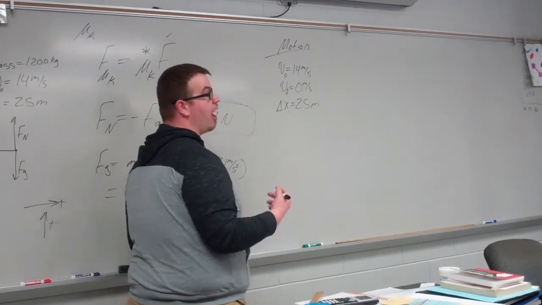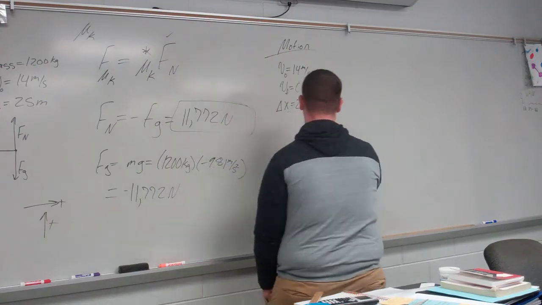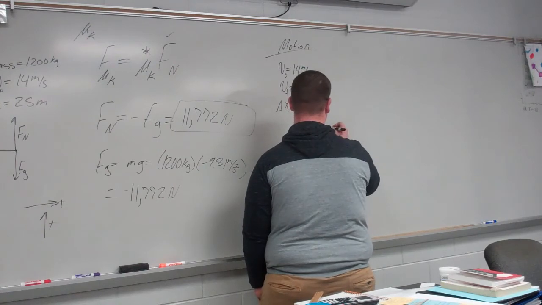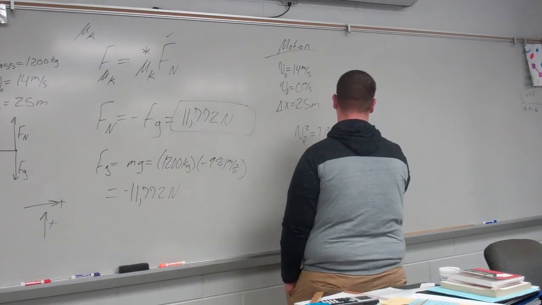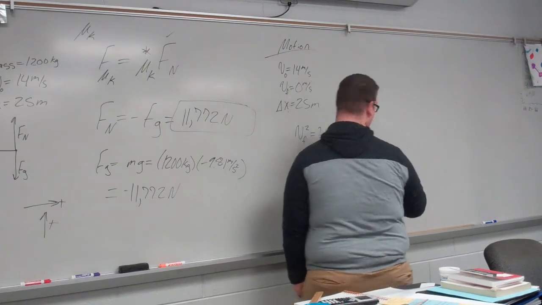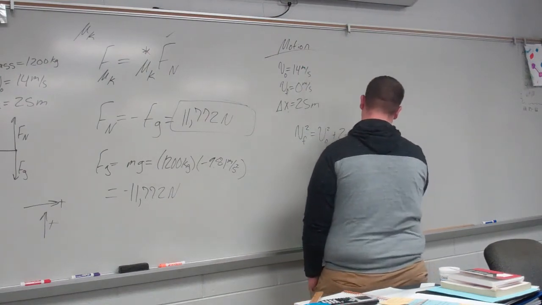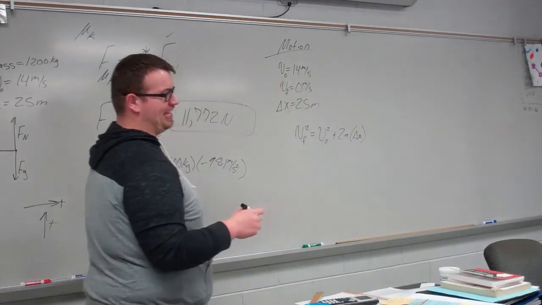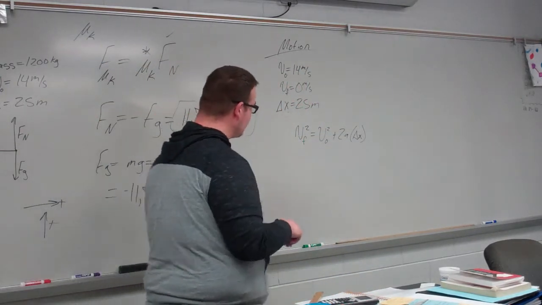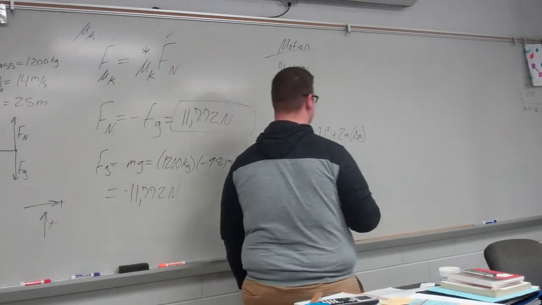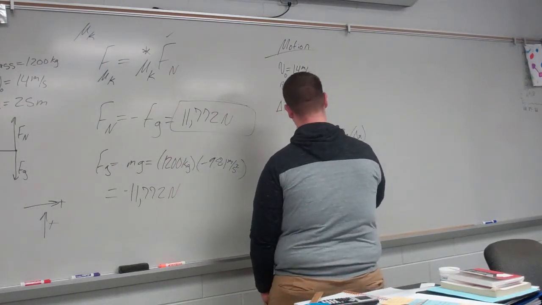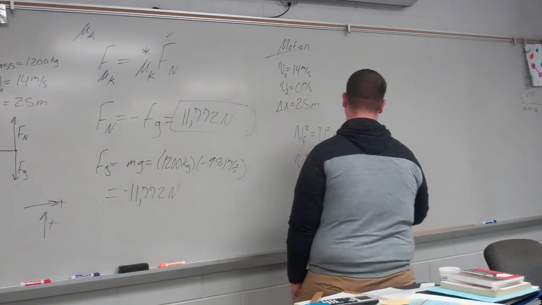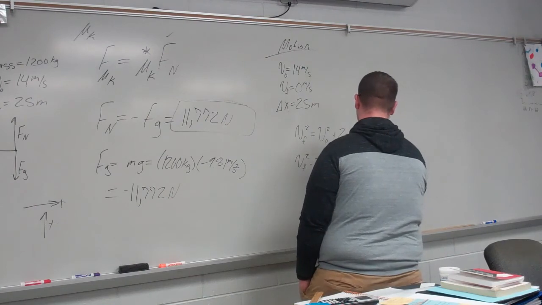This is the formula I'm going to use: final velocity squared equals initial velocity squared plus 2 times acceleration times the change in position. I need to remember that. I think you've said that on both quizzes to me. So I'm going to solve this around so I can get acceleration. Final velocity squared minus initial velocity squared is equal to 2 times acceleration and change in position.